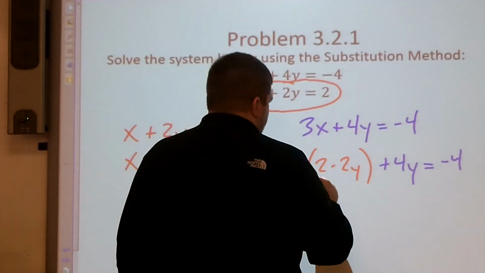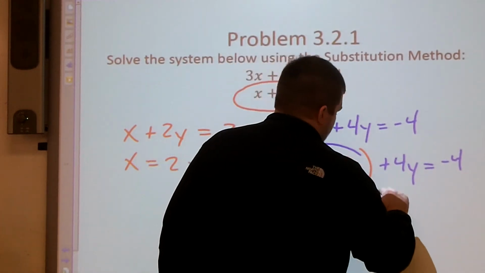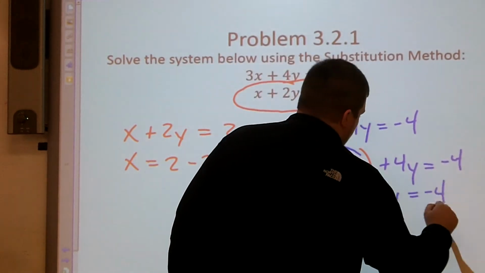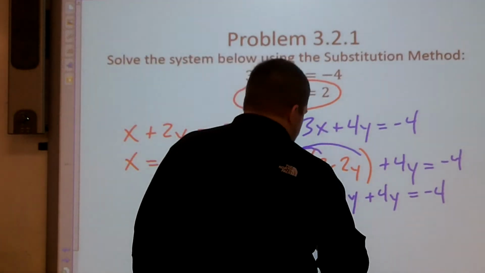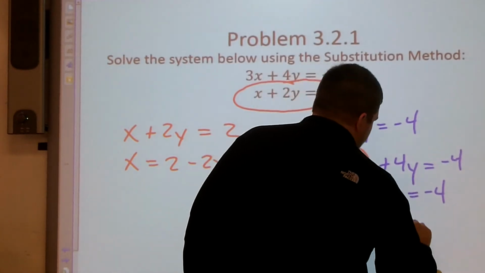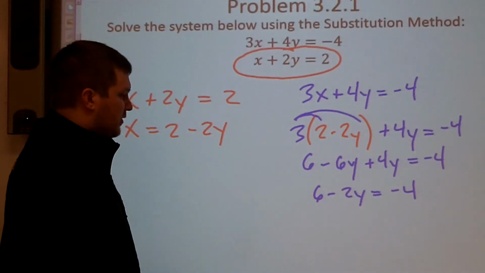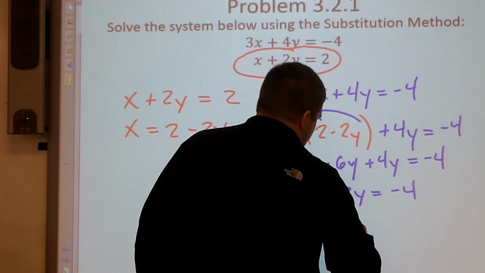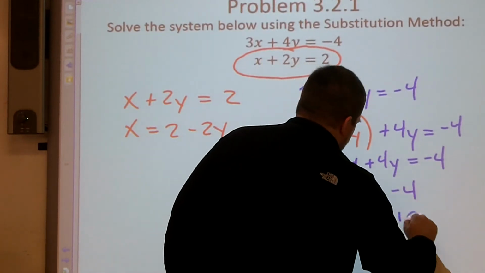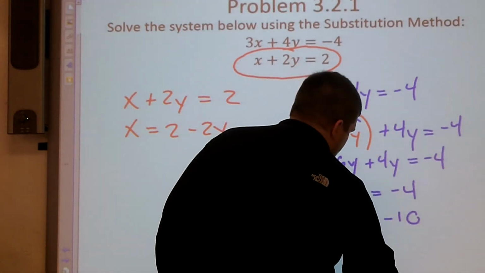So now it's just simply distributive property. So we have 6 minus 6y plus 4y is equal to negative 4. Now we combine like terms before we start moving things around. So we have 6 minus 2y is equal to negative 4. And we want to get our variables on one side and our constants on the other. So to do that, I'm just going to subtract 6 on both sides. So I have negative 2y is equal to negative 10. And divide by negative 2 on both sides. So I have y is equal to positive 5.